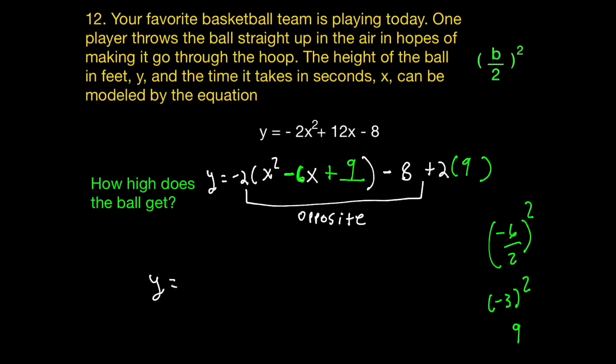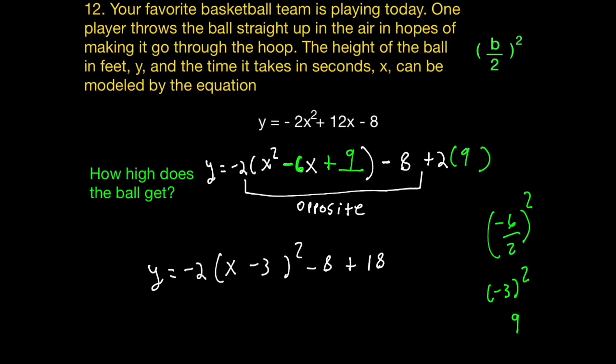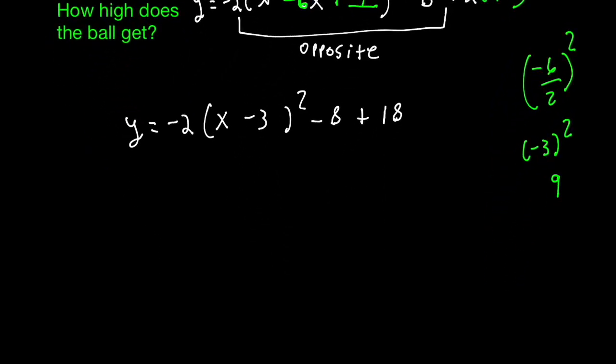So I'll get y equal to negative 2. I can exchange the perfect square trinomial for a binomial squared by grabbing x and adding half of the coefficient of x. So half of negative 6, that's negative 3. And then I have negative 8 plus 2 times 9 is 18. Doing the final simplification, I get a total of y equal to negative 2, x minus 3 quantity squared, and negative 8 plus 18 is 10. The vertex is going to be positive 3 and 10.